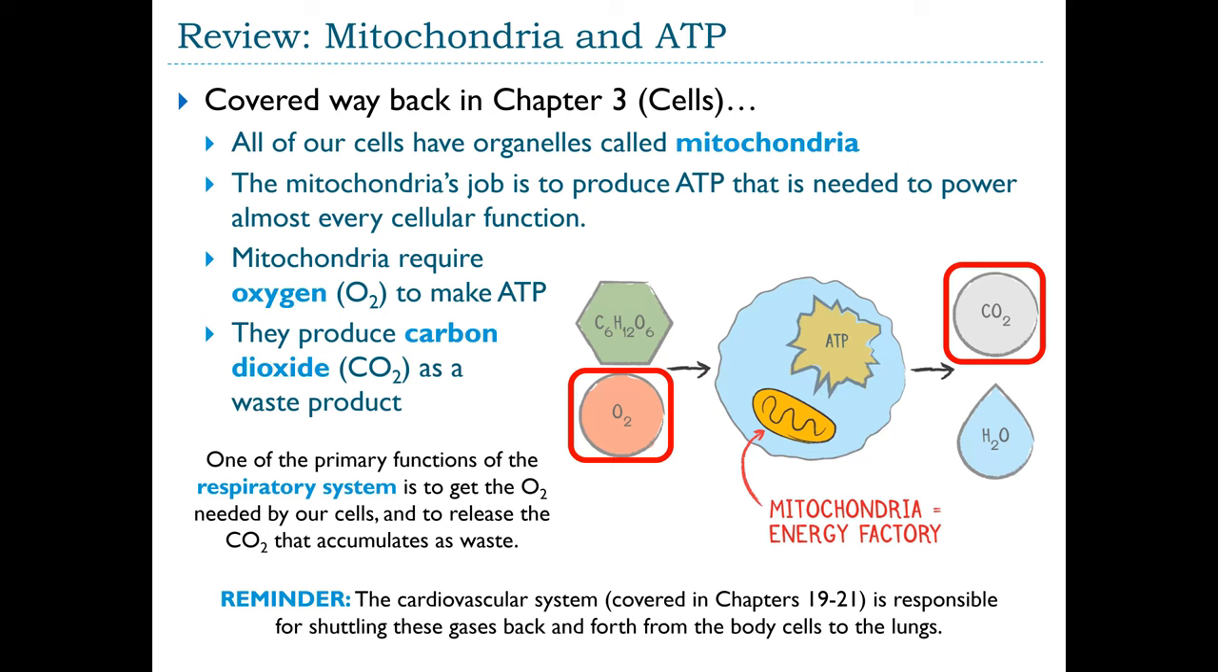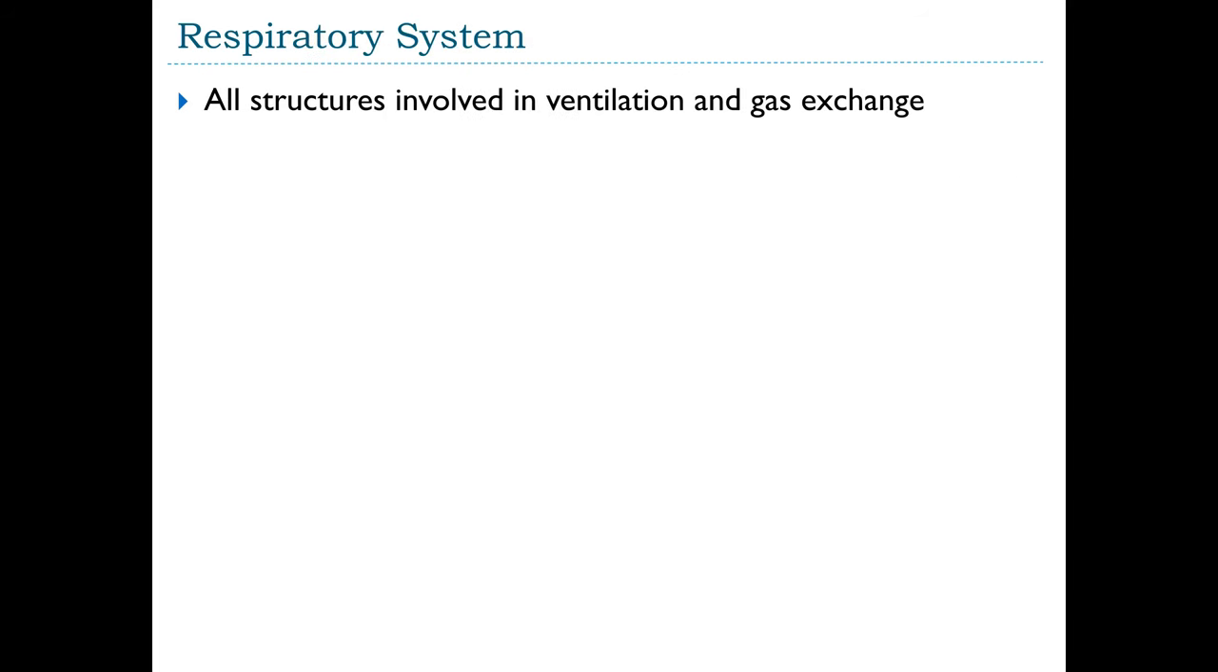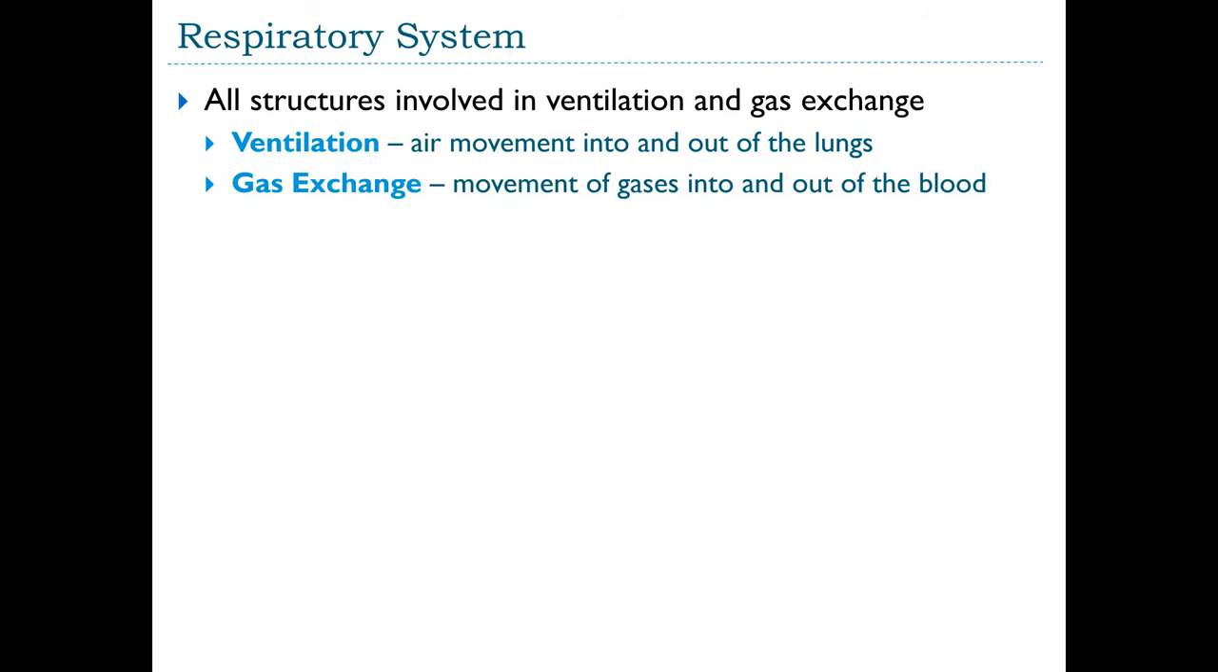And then as a reminder, the cardiovascular system, which we covered earlier in chapters 19 to 21, is responsible for shuttling these gases back and forth from the body's cells to the lungs. So the respiratory system is composed of all of the structures that are involved in ventilation and gas exchange. Ventilation is the process of getting air into and out of the lungs. And then gas exchange is the movement of gases into and out of the blood.